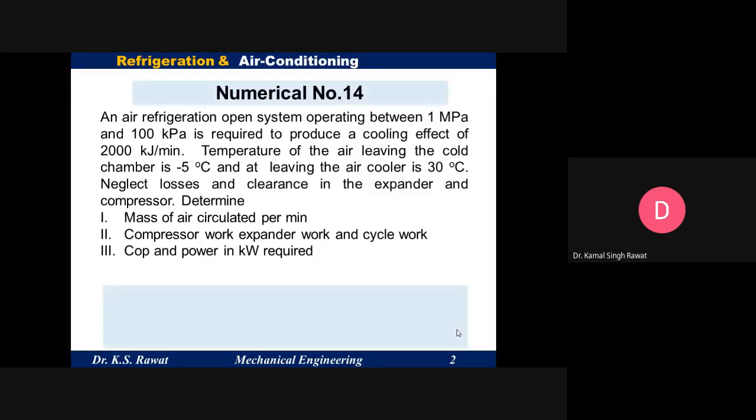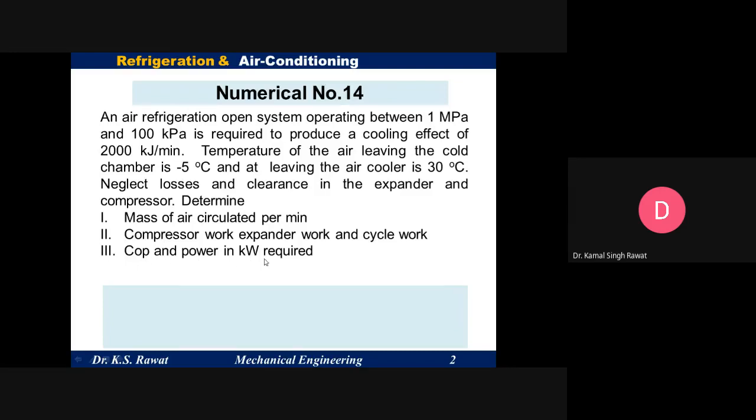So compressor work is WC. Expander work, in place of turbine, we have expander here. It is a reciprocating device similar to the compressor, but it will expand the air. And the next is cycle work. So it means we have to calculate the cycle work, W net. Then we have to calculate the COP and power required in kilowatt.